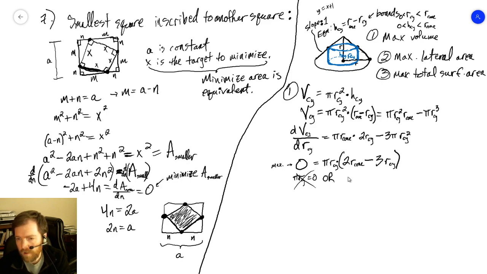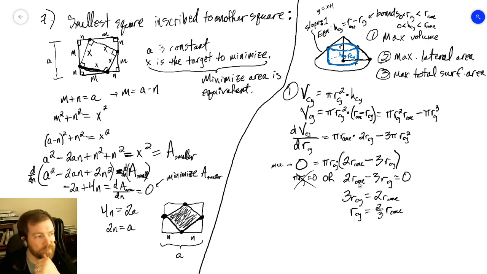Or 2r cone minus 3r cylinder equals 0. Shift over, so 3r cylinder equals 2r cone. So r cylinder is equal to 2/3 r cone. So if the radius of the cylinder is 2/3 the radius of the cone, that's when we're going to have a maximized volume.